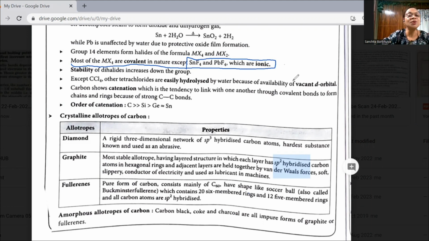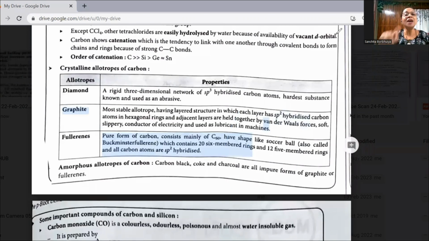That is not new to you. Order of catenation: carbon is much, much higher compared to silicon, greater than germanium, equal to silicon. And you know about diamond, you know about graphite, you know about fullerenes.